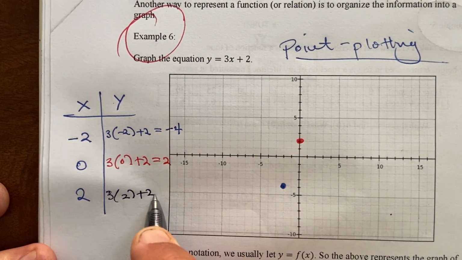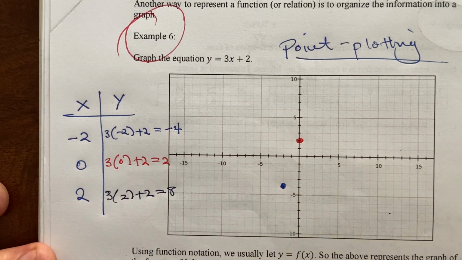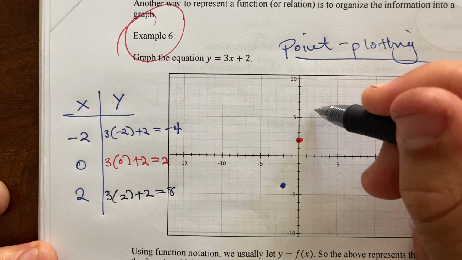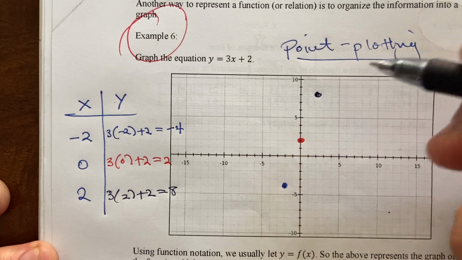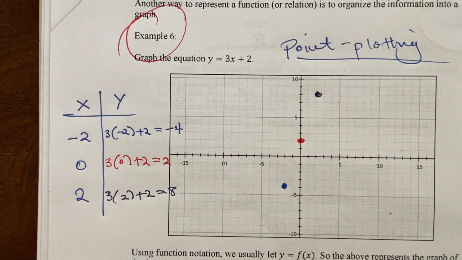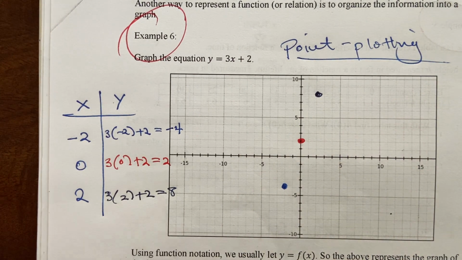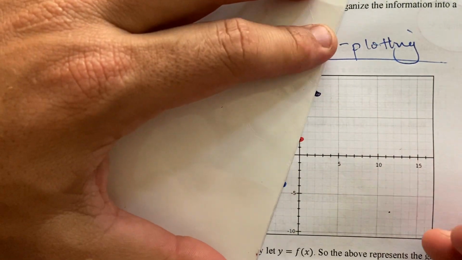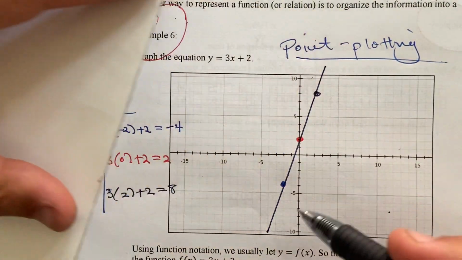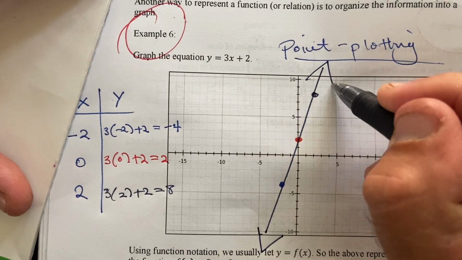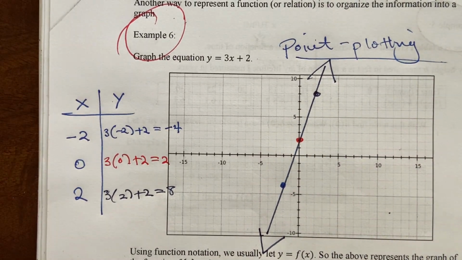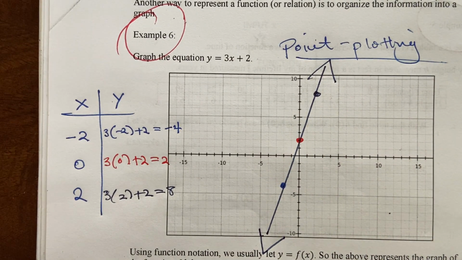3 times 2 plus 2, that is 8. So we have a point right there. So those are falling in this line here. So what we do is we draw the line through those points, and then we use arrows to represent that it continues forever.